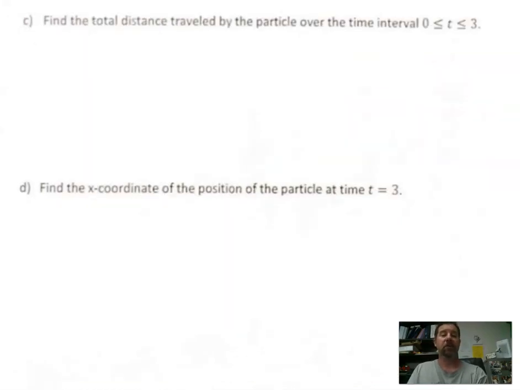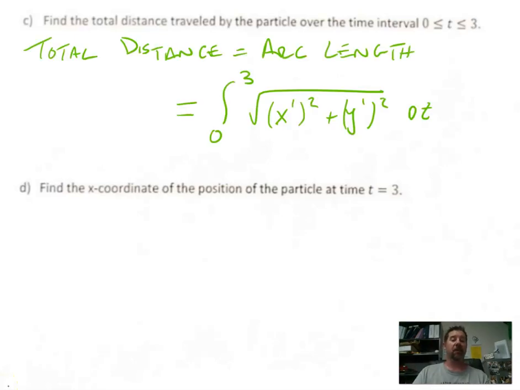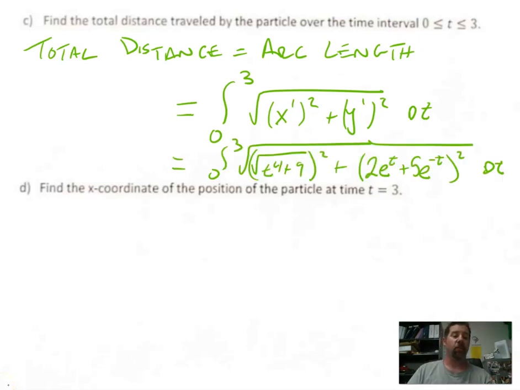Next, boys and girls, we want to find the total distance traveled by the particle over the time 0 to 3. That would be equivalent to arc length. So arc length in this case would be the integral from 0 to 3 of the square root of x prime squared plus y prime squared dt. They gave us x prime and y prime, so we just have to plug them in. I plug this into my calculator, and you're going to end up with 45.2268.